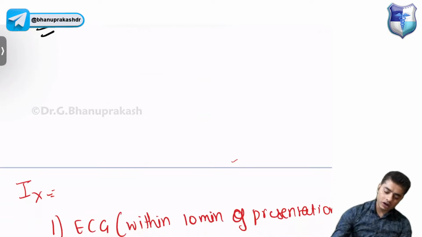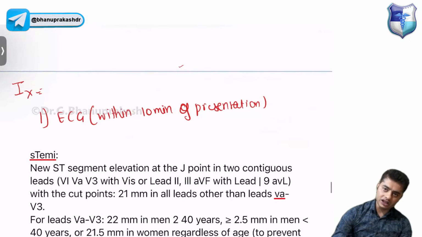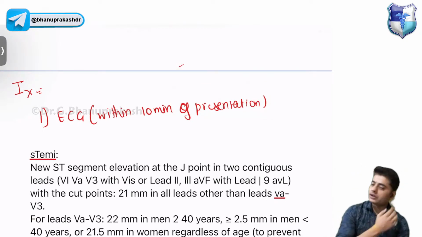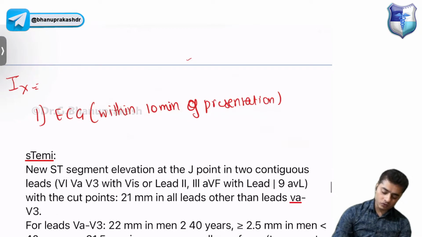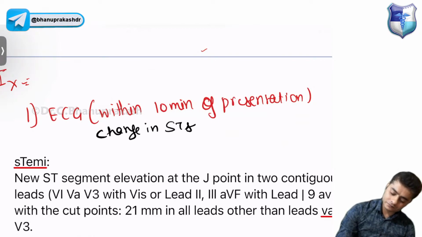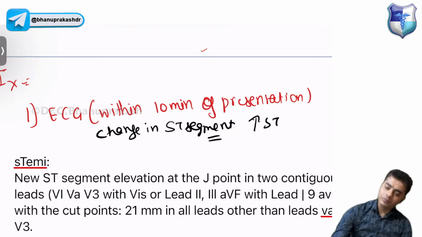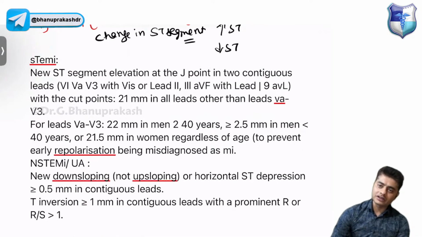After that, what will you order? You will order investigations. And which is the most important investigation you have to order? That is your ECG, and ECG within 10 minutes of presentation. So any patient coming to you in emergency, you have to get an ECG done within 10 minutes of presentation. So what will you get in ECG? In ECG, we will get change in ST segment. Okay. And what kind of change? Either it can be upgoing ST segment or downgoing ST segment.